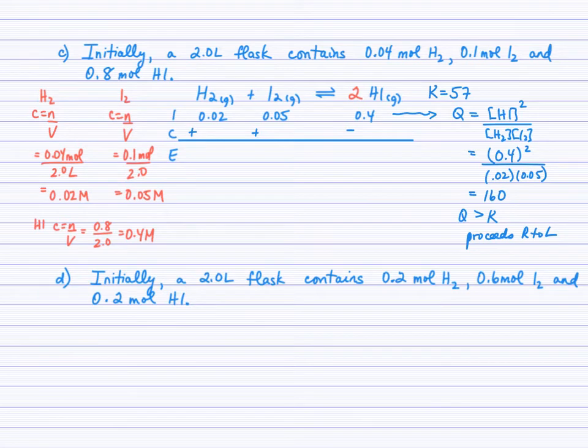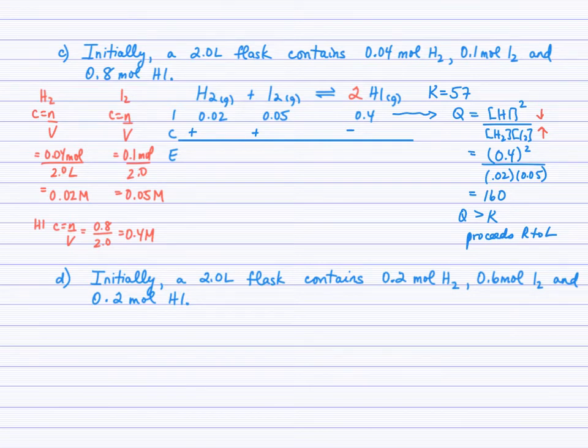So remember, when Q is greater than K and the value of that quotient has to drop, that means that the product or numerator has to get lower and the reactants or denominator have to increase. So which reaction decreases the products and increases the reactants? The reverse reaction, and that's why I'm subtracting on the product side and adding on the reactant side.